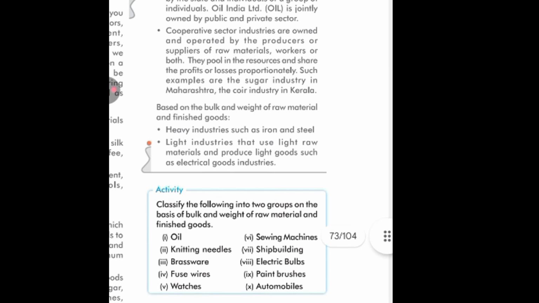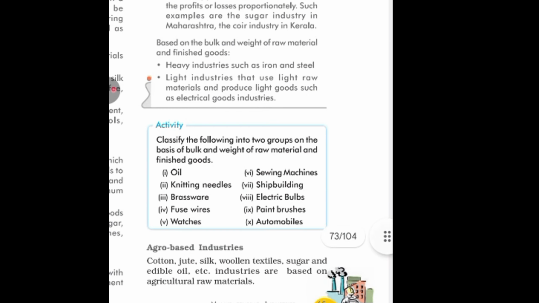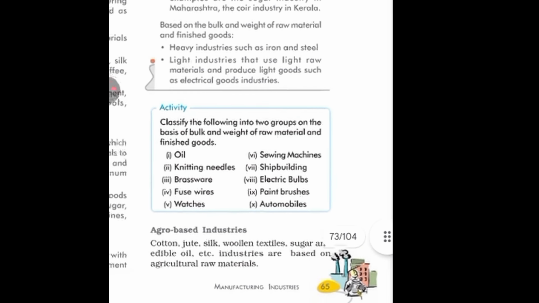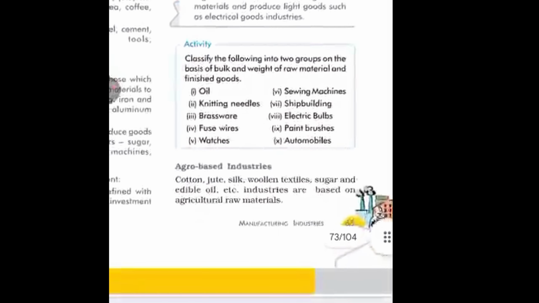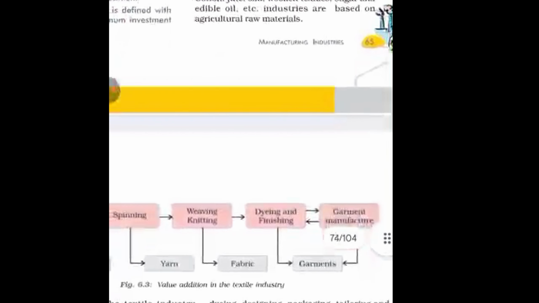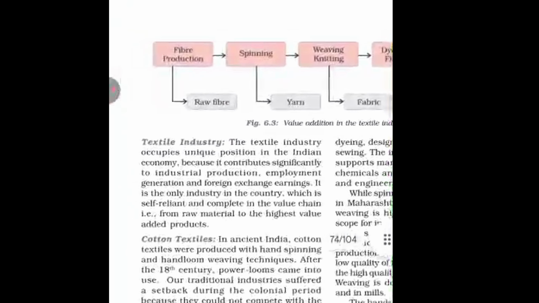Okay. Now we have heavy and light industries. Heavy industries are those where the raw material is heavy, like iron and steel. Light industries are those where the raw material is light, such as electronic goods industries. Now we come to agro based industries, and the premier industry is cotton.